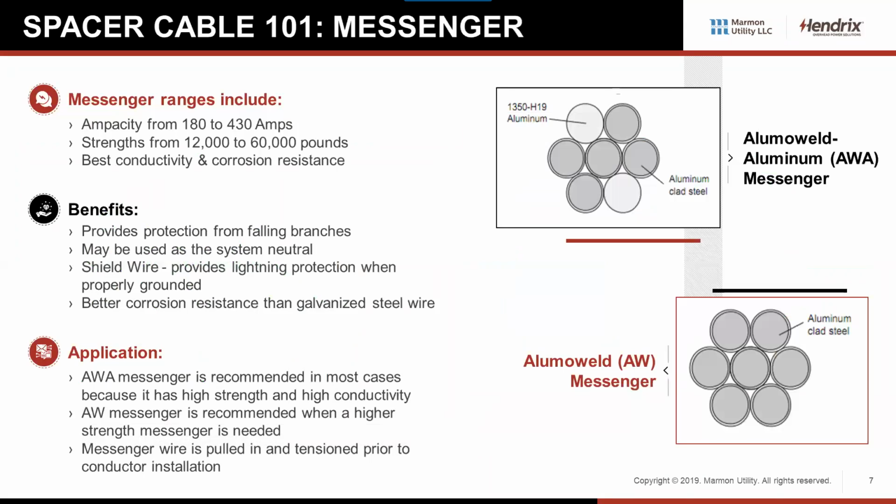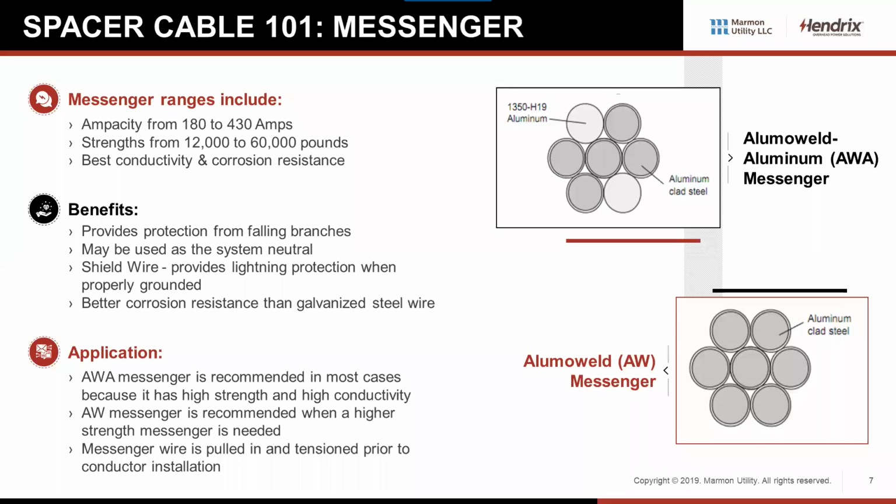The messenger is kind of the mechanical backbone of a spacer cable system. If you look at our construction standards, that's really the only thing that's bolted to the pole, if you will. So I always tell guys, from an engineering perspective, we really look at spacer cable as a one wire system. All the mechanical characteristics of the messenger are what we focus on. The phase conductors and the spacers are really just added distributed weight to the messenger.